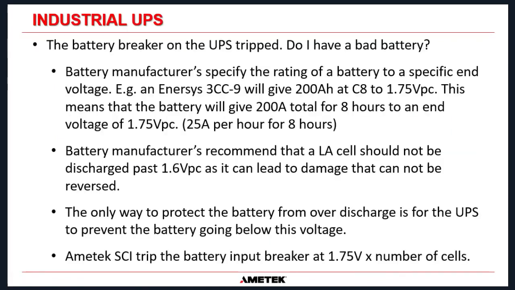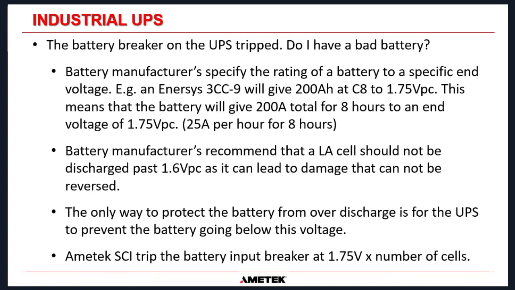The next misconception is the battery breaker on the UPS tripped. Do I have a bad battery? Well, battery manufacturers specify the rating of their batteries to a specific end voltage. So I'm going to use an Enersys 3CC9 battery as an example. And it says on their datasheet that it will give 200 ampere hours at the C8 rating to 1.75 volts per cell.